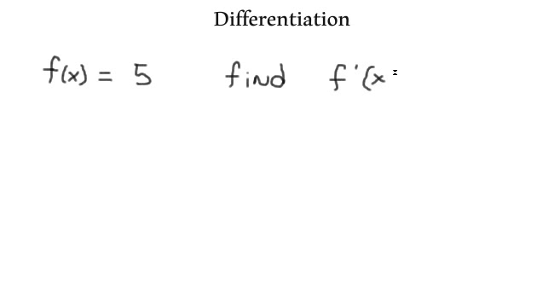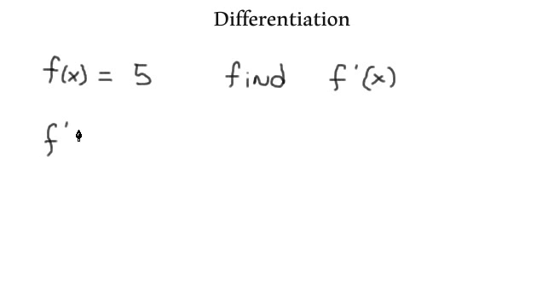We're going to be doing some differentiation, and we're going to start with something easy. So let's say that we have the function f of x is equal to some constant, and we'll say 5. And we're asked to find, and I'm not going to write this out every time, f prime of x. So what we're going to do is use what's called the constant rule.